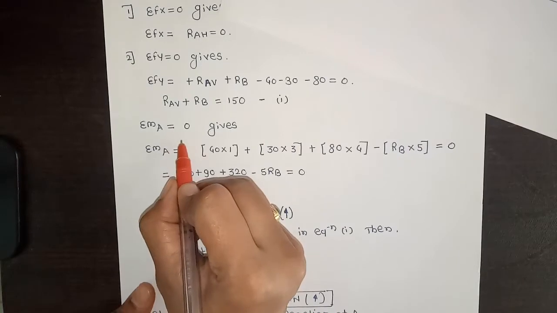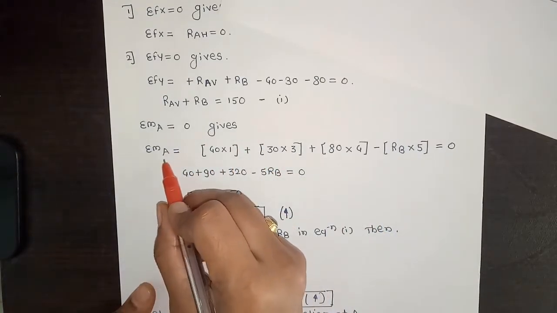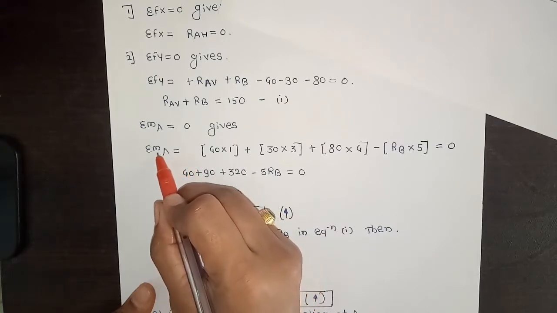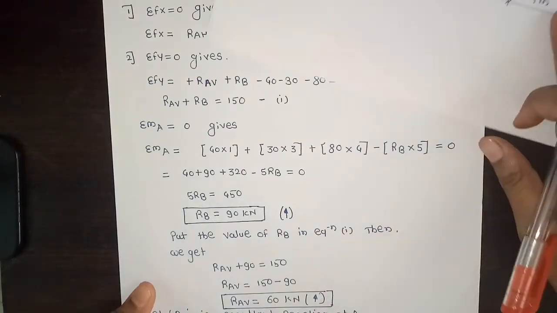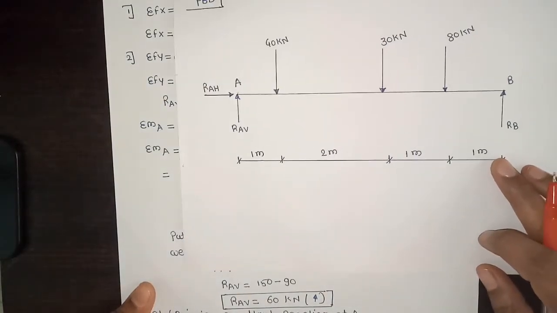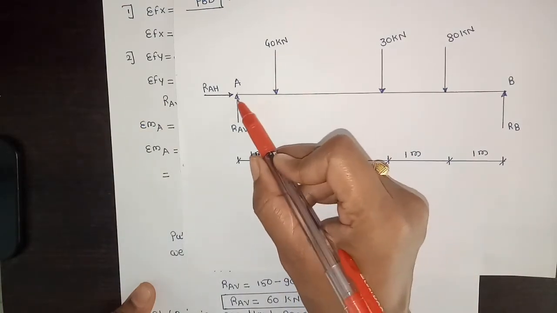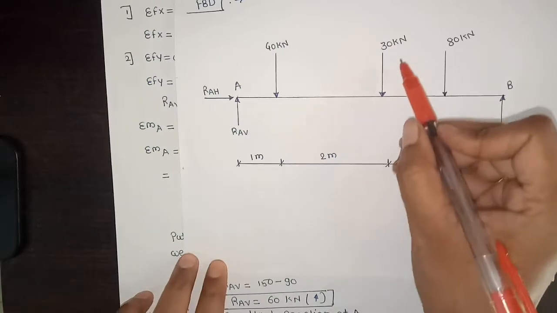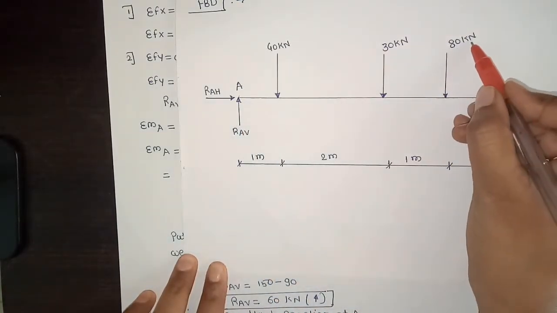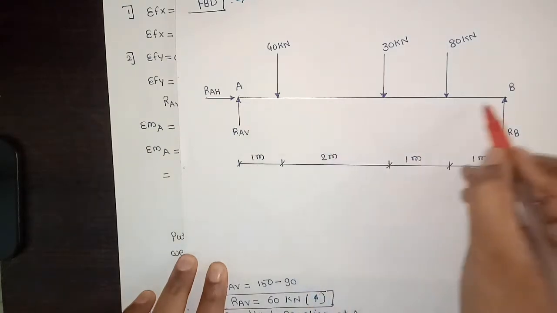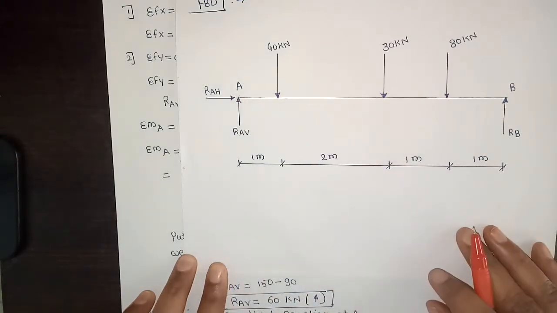Then summation of moments at point A is equal to 0. Moment is calculated by the formula force into perpendicular distance. See this diagram. The first force, 40, is rotating clockwise. The second force, 30 kN, is also rotating clockwise. The 80 kN force is also rotating clockwise, and the RB force is rotating anti-clockwise about point A.